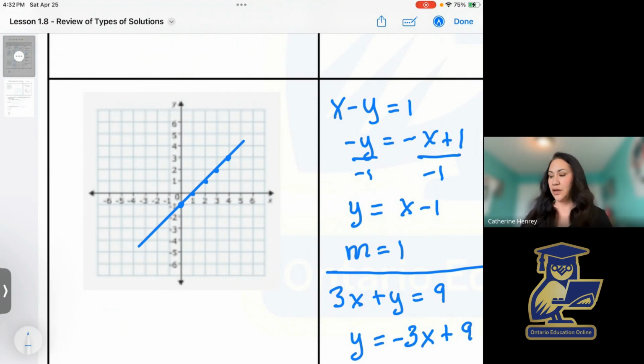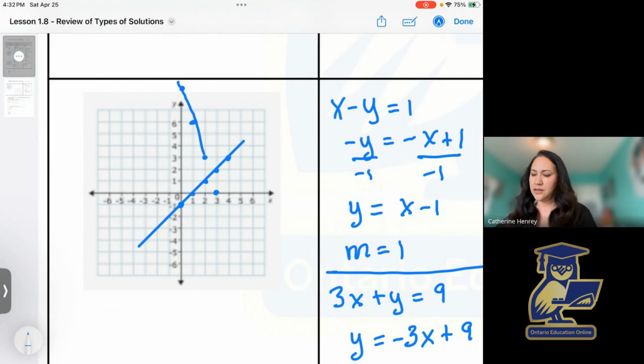Right, so there's my first line. And for the next one, this y-intercept is 9, so that takes us off of our graph a little, like 6, 7. Let's try and ballpark it here. And then the slope is -3, so I come down 3 over 1, down 3 over 1, down 3 over 1. See if I can put these dots together.